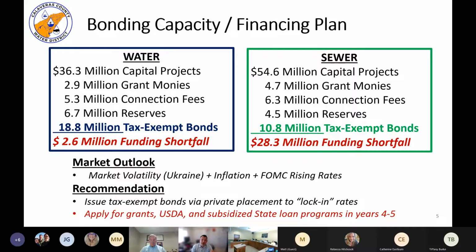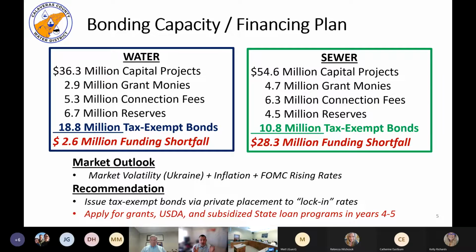If that decision is the case, then we think you should get to market sooner rather than later, due to inflationary costs going up, market volatility, and the high interest rate. Our recommendation is to issue tax-exempt bonds by a private placement to lock in rates, and I've explained that a little bit. And I think it's important to note in that little red dot below that the district plans to apply for grants, look for USDA subsidized loans and other state subsidized loans for the additional capital projects that we mentioned on the prior page for years 4 and 5.